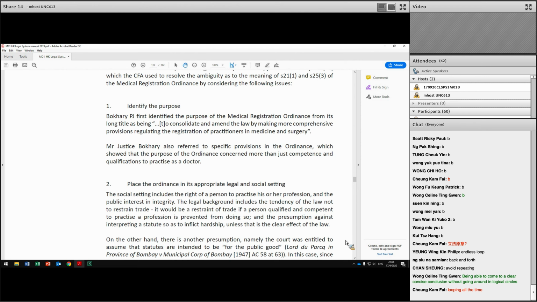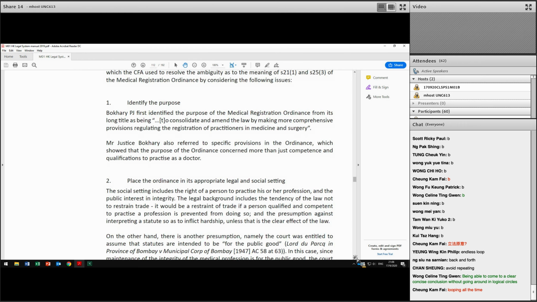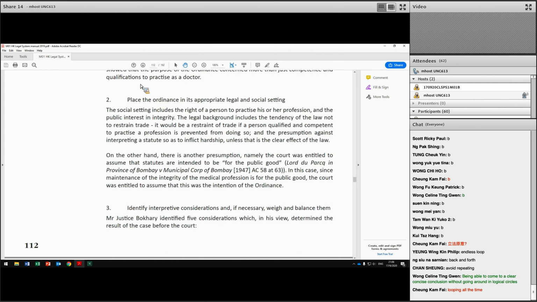In this case, the judgment was delivered by Justice Bokhary. He referred to specific provisions in the ordinance which show that the purpose of the ordinance concerns more than just competence and qualification to practice as a doctor. Okay? So of course, one of the purposes of the ordinance is to protect the public.